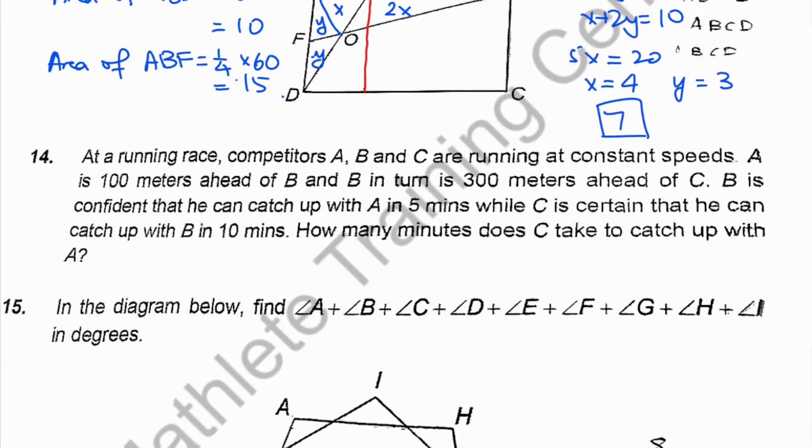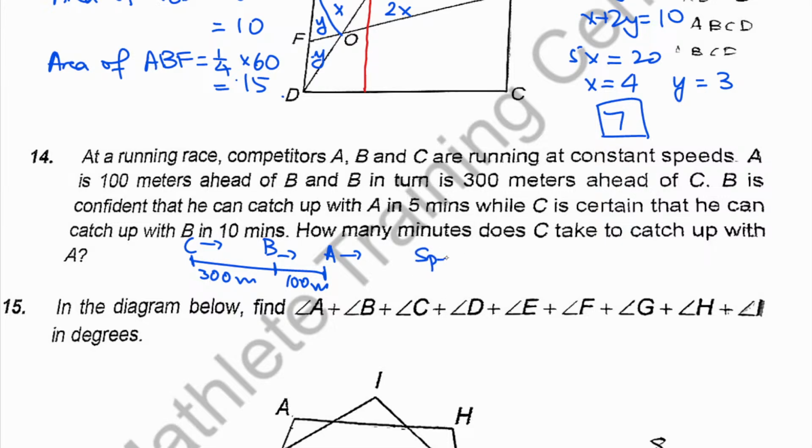Okay, question 14. A is 100 meters ahead of B, and then B is 300 meters ahead of C. So A, B, C. This is 100 meters, this is 300 meters. Okay. B is confident he can catch up with A in 5 minutes.